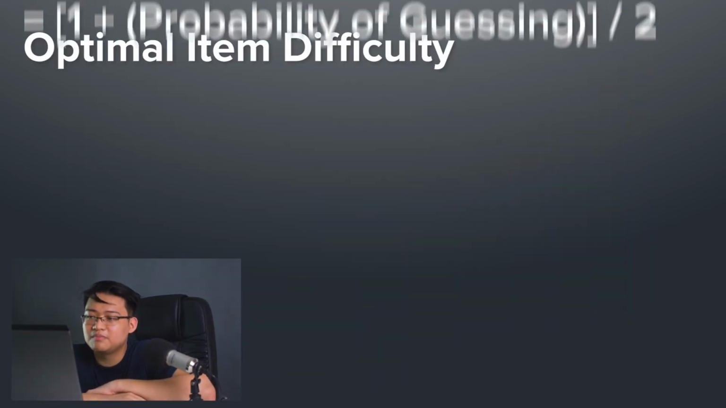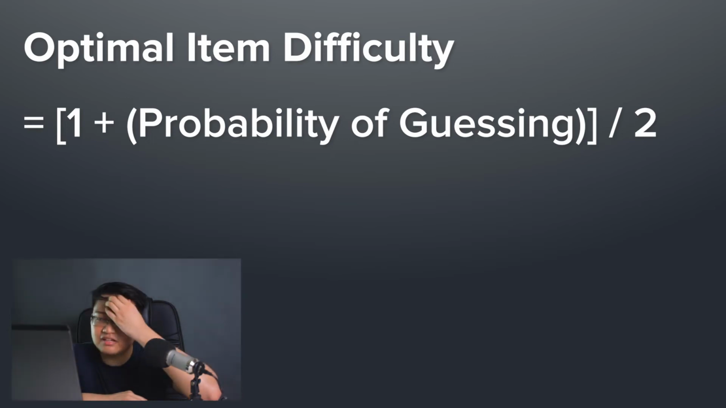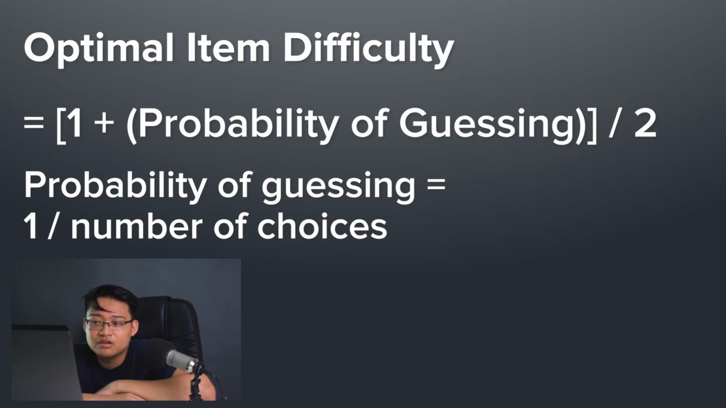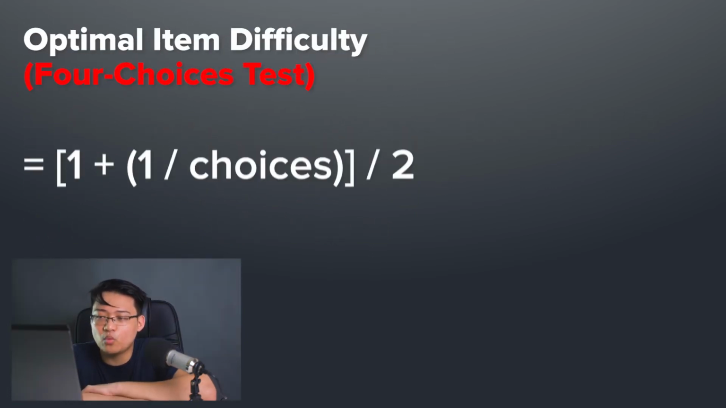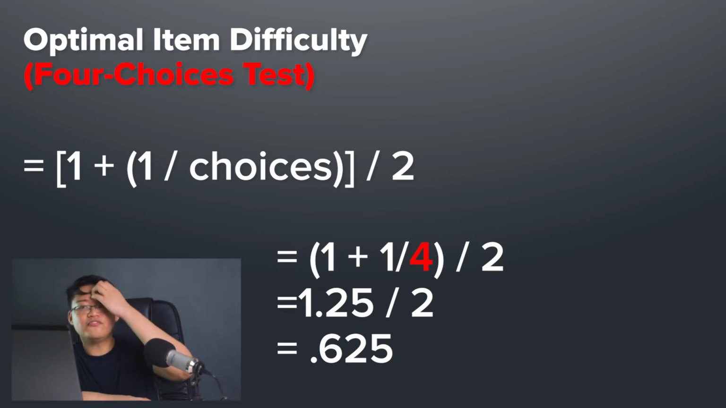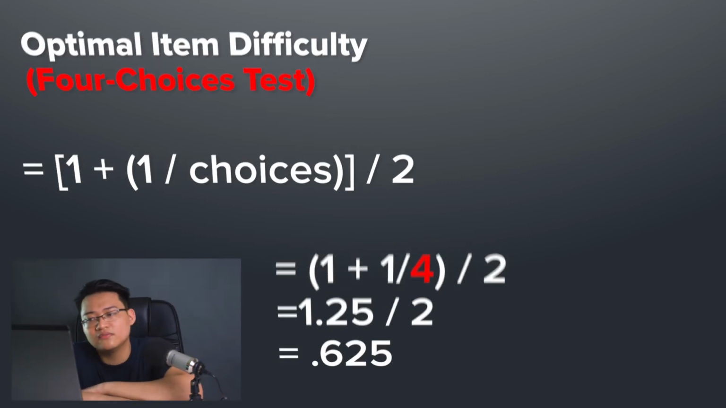1 plus the probability of guessing, divided by 2. So, the probability of guessing is 1 divided by the number of choices. So, 1 in 4, right? So, we have a 25% probability of guessing. We have 1 plus 1 over 4, divided by 2. We have 1.25 over 2. And that is a total of 0.625. So, if it has 5 choices, you just change it to 1 plus 1 over 5, etc.